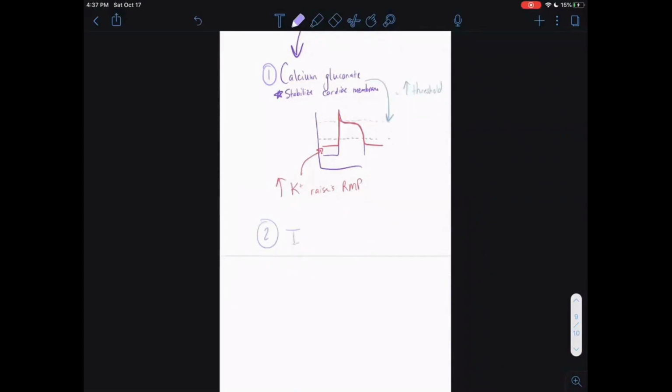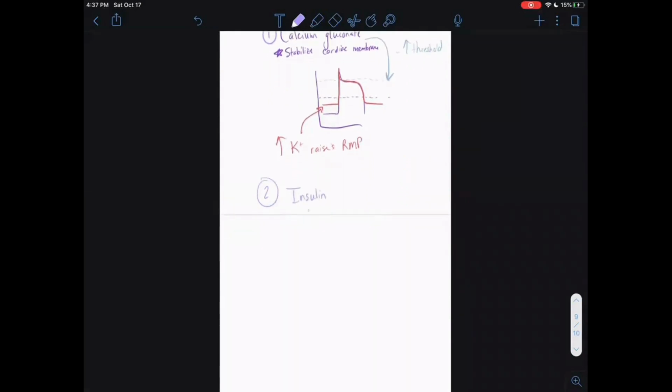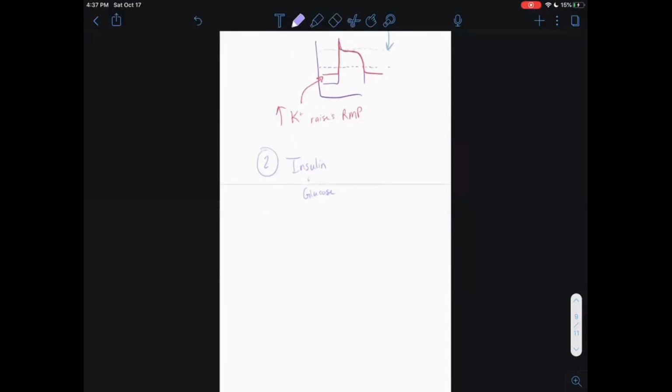Okay, number two, what else can you give for hyperkalemia? Well, first thing I would think of would be insulin, because insulin shuttles the potassium into the cell. Okay, so you give them insulin plus glucose because you don't want to cause hypoglycemia from all the insulin use. All right, so insulin plus glucose is the next thing. All right, the next thing I'm thinking is I would give somebody sodium bicarb. Okay, so sodium bicarb is another safe bet.